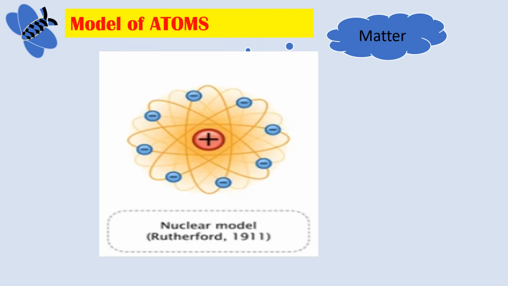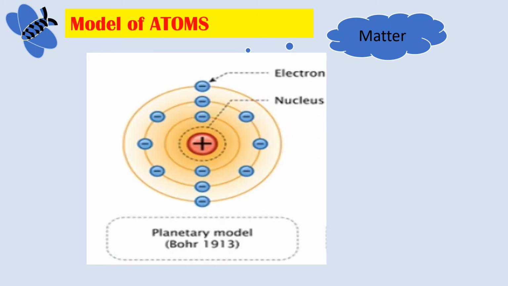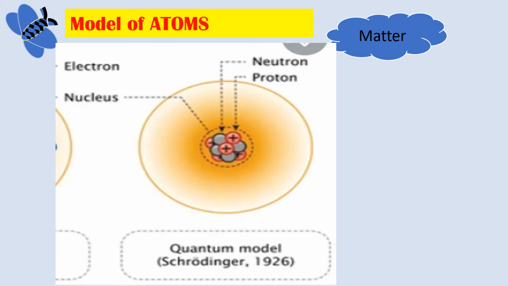Another model of an atom is the nuclear model of an atom. This is discovered by Ernest Rutherford in 1911. Another is the planetary model of an atom. This is discovered by Bohr in 1913. The last atomic model is the quantum model, discovered by Schrödinger in 1926.